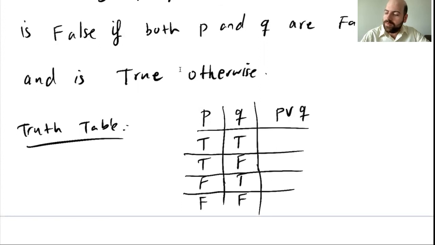So if both of them are true, this will be true. If one of them is true, this is still true. And it will be false, like we said, by definition, only if both of them are false. And otherwise, it's true.